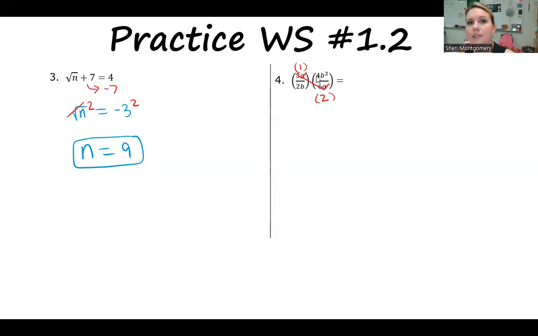And then what about this direction? Yeah, that reduces. The 2 can go into the 4 2 times. And I noticed that there is a B squared and a B. So one of those B's will cancel.